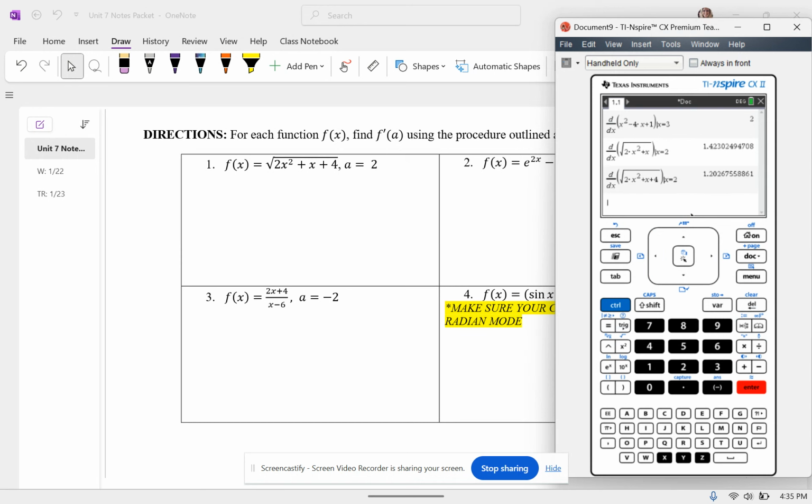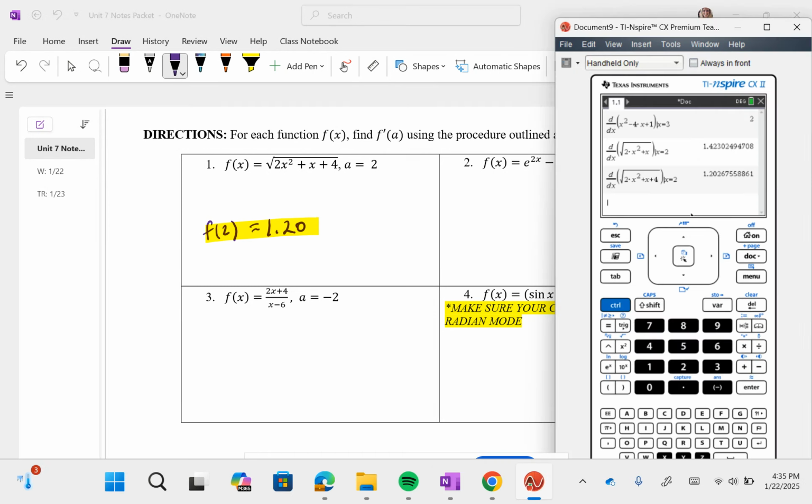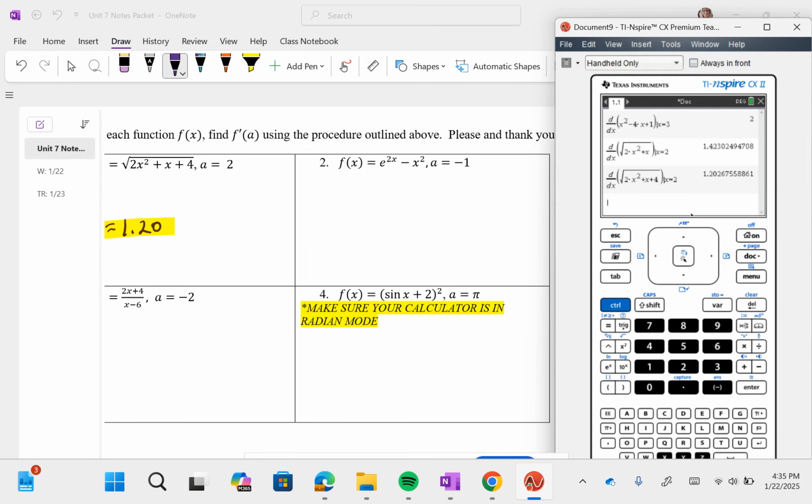There we go. So we would have a very yucky little number, but that's okay. That would be 1.20267. All right, let's try the next one here.